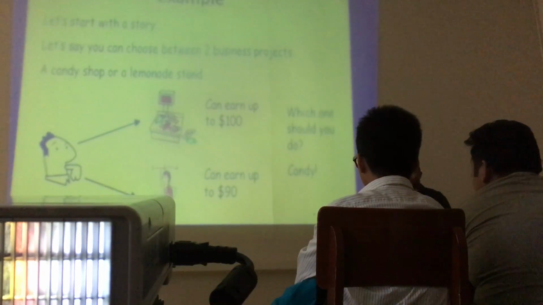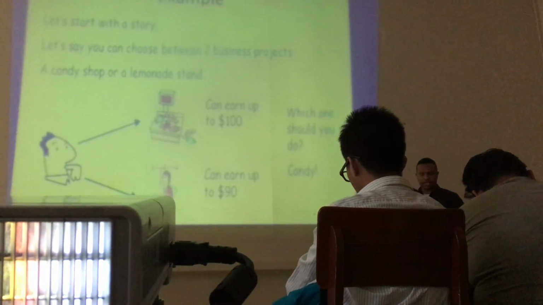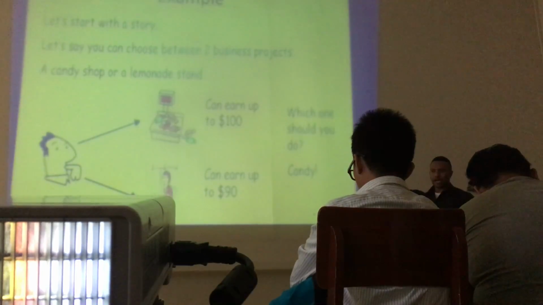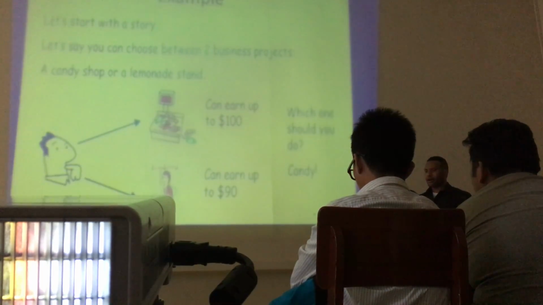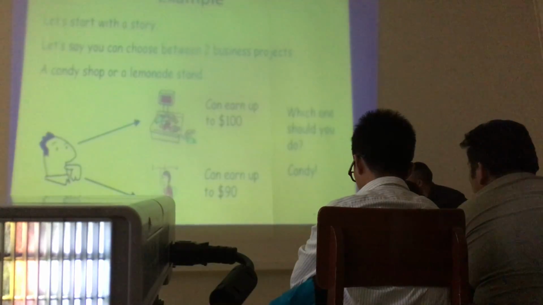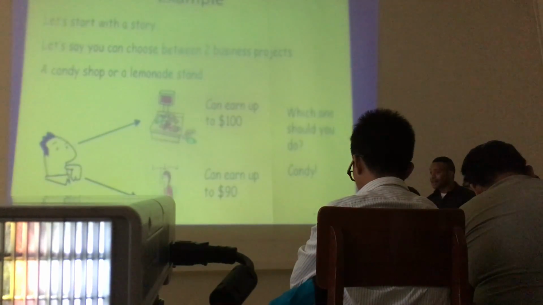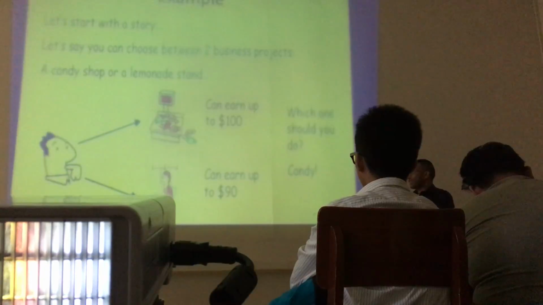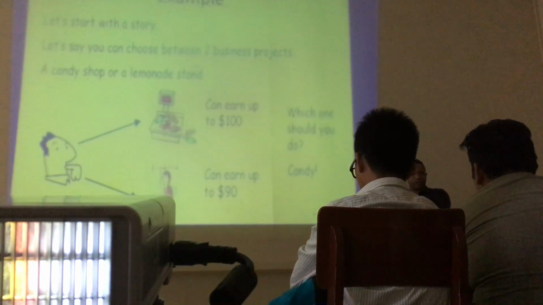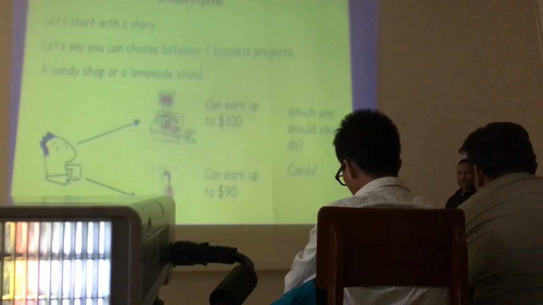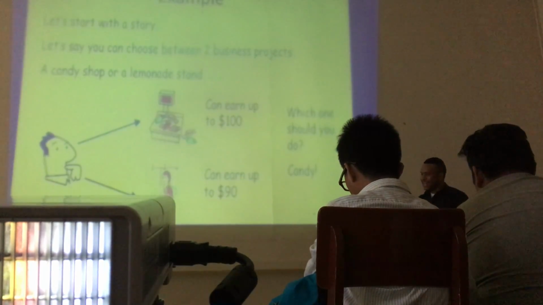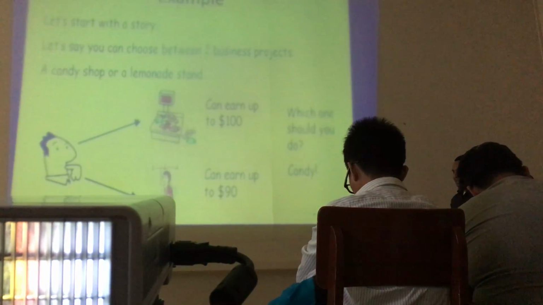When he does his simple math, profit equals income minus the taxes or whatever, right? He finds out that he's going to make $100 if he invests in the candy business. However, if he invests in the lemonade stand, he's going to make $90. So with this information alone, what are you going to choose? Of course, we're going to choose candy, because it has higher profit.